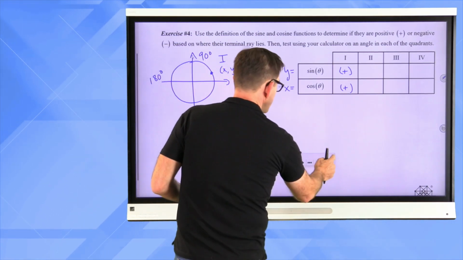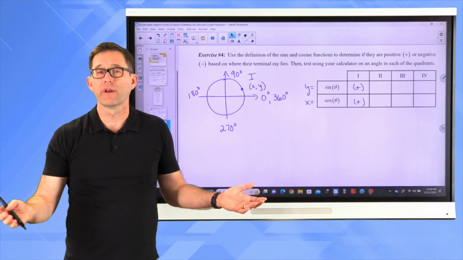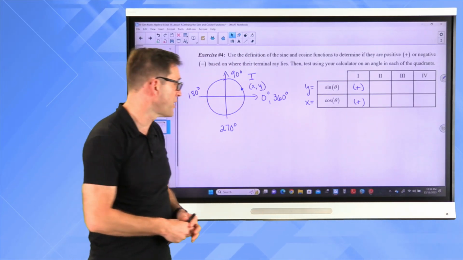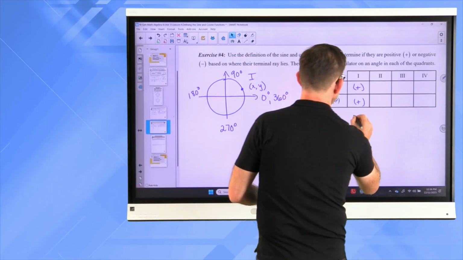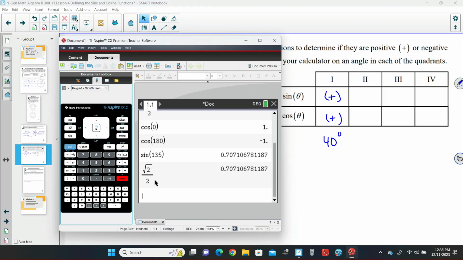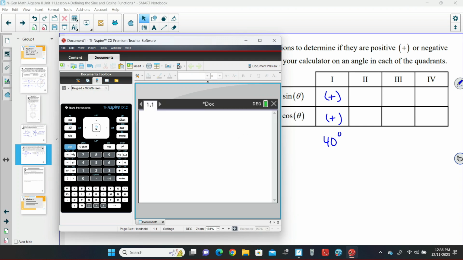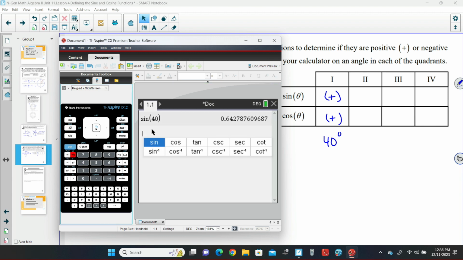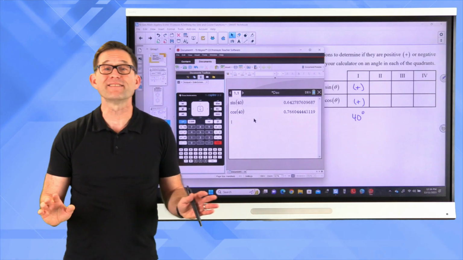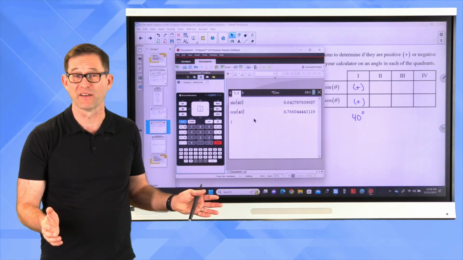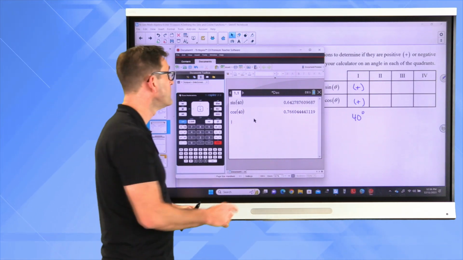Let's say we picked an angle, like 40 degrees, something that's not one of our special angles. That would be a good angle in the first quadrant. Let me clear everything out. Okay, sine 40 and cosine 40 are both positive. They're not nice numbers, but they're both positive because they're both in the first quadrant.